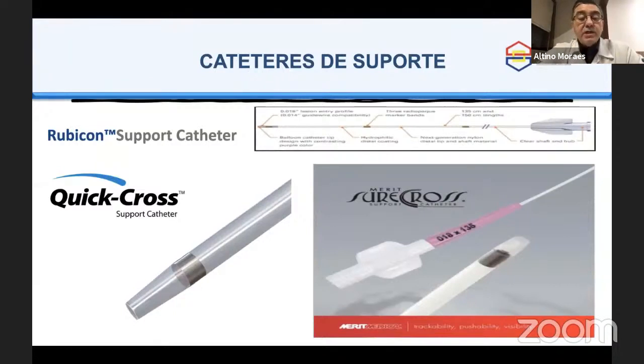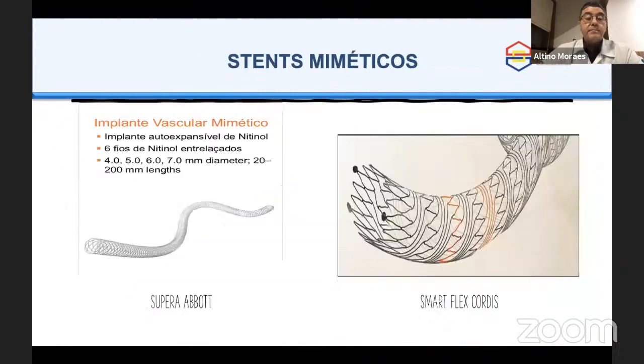O outro dispositivo que veio a melhorar muito os resultados do tratamento endovascular dos pacientes diabéticos e dos pacientes com isquemia crítica são os cateteres de suporte, tipo Rubicon da Boston, Quick Cross da Spectranetics e Supercross da Merit. São cateteres que ajudam muito quando tentamos passar uma lesão e não conseguimos com os cateteres normais. Os stents miméticos, como Supera da Abbott e Smart Flex da Cordis, que têm objetivo de melhorar a compressão, são fortes para evitar a compressão dos stents e têm resultados de trials muito bons.